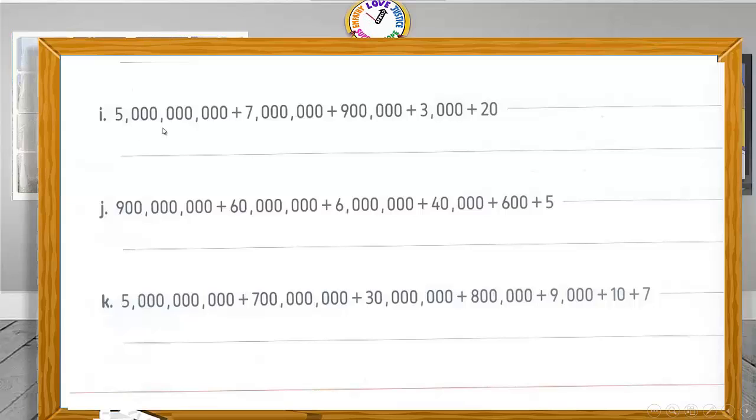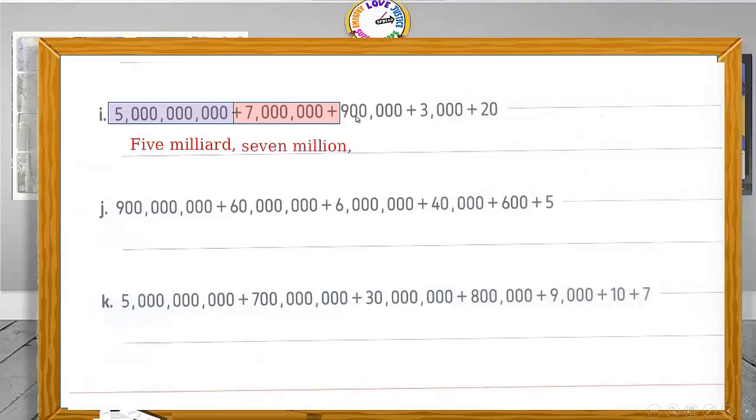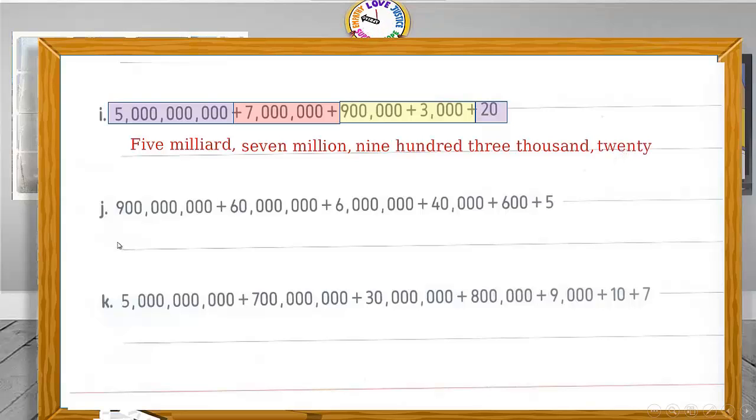Next one, 5 million, 7,900,000, 3,020. Where are the periods? Milliard alone inside one period. First period, 5 million. 7 million, yes, write 7 million because we don't have any million here. So write here 7 million. 900,000 and here 3,000. So we have two numbers together inside one period. 903,000. 903,000. Last period 20. Write 20 in the end.